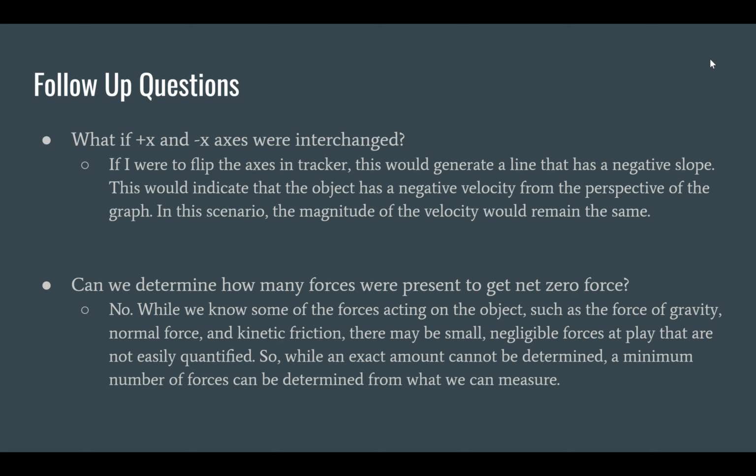Follow-up questions. What if the positive x and negative x axis were interchanged? If I were to flip the axis in Tracker, this would generate a line that has a negative slope. This would indicate that the object has a negative velocity from the perspective of the graph. In this scenario, the magnitude of the velocity would still remain the same though.